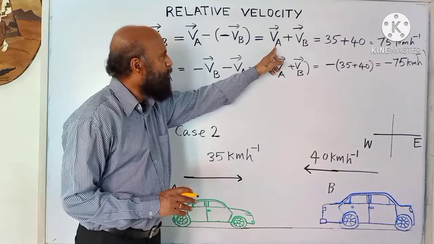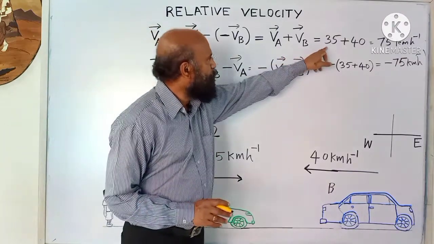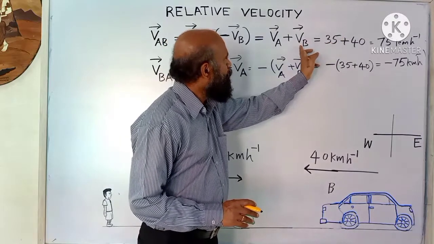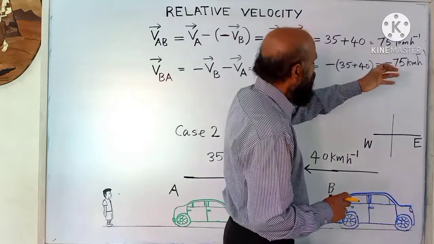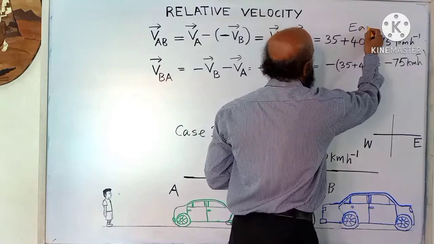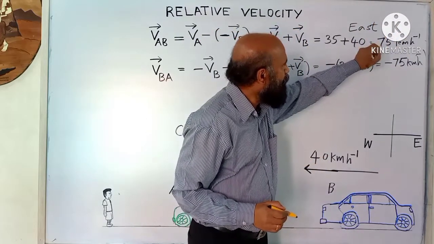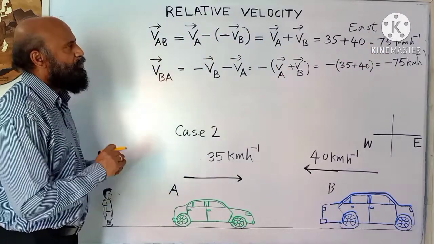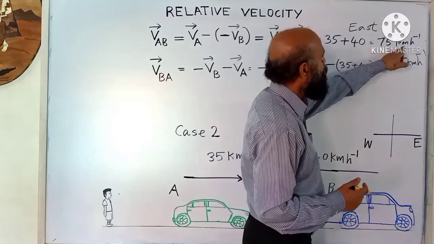The velocity of car A is towards the east, so its magnitude is 35. First you consider its magnitude, 35. The magnitude of B is 40. 35 plus 40 is 75. Its direction is towards the east. Here you don't see a negative sign. So the relative velocity of car A with respect to B is towards the east and its magnitude is 75 km per hour.